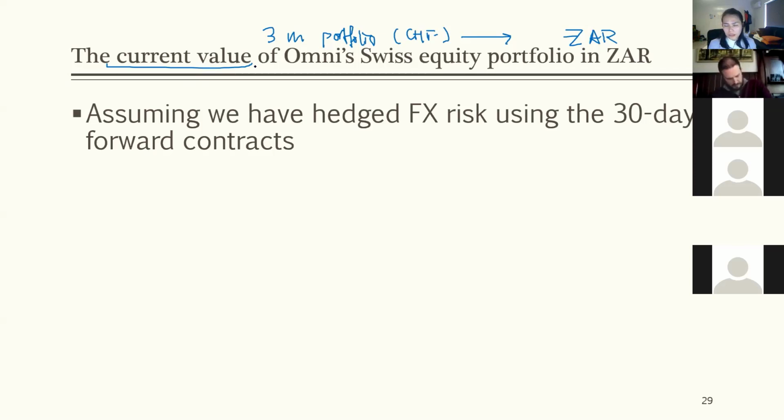So let's assume that in this case, we have already hedged foreign exchange rate risk using the 30-day forward contracts that we talked about before. So using this exchange rate, using the forward exchange rate, can we compute the equivalent value of the portfolio in the ZAR? Okay. So the rate that we computed before was 0.2444. Can you just multiply that by 3 million to get the currency in ZAR? You want to multiply this number with 3 million?